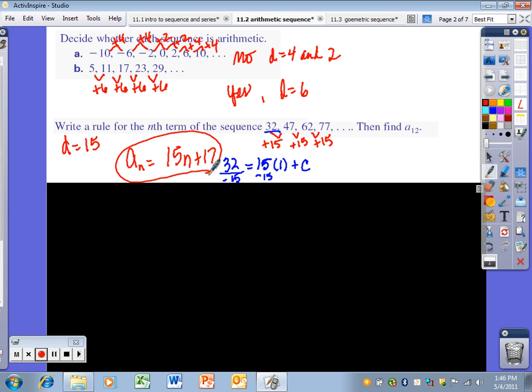Let's see if it works. When you put in your 2, 2 times 15 is 30, plus 17, 47. Let's try 3. 3 times 15, 45, plus 17, 62. So then what would a to the 12th be? Well, 15 times 12 plus 17. 15 times 12, 180 plus 17, 197. There's my 12th term.